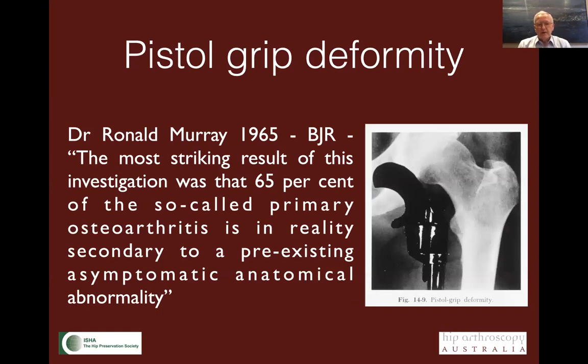And Ronald Murray, a British radiologist, published in 1965 his description of what he termed the pistol grip deformity of the proximal femur. This is in fact a cam lesion seen on an AP X-ray. And most importantly, he stated that 65% of so-called primary osteoarthritis, that is osteoarthritis with no apparent cause, was in reality secondary to a pre-existing asymptomatic anatomical abnormality, as he described it.